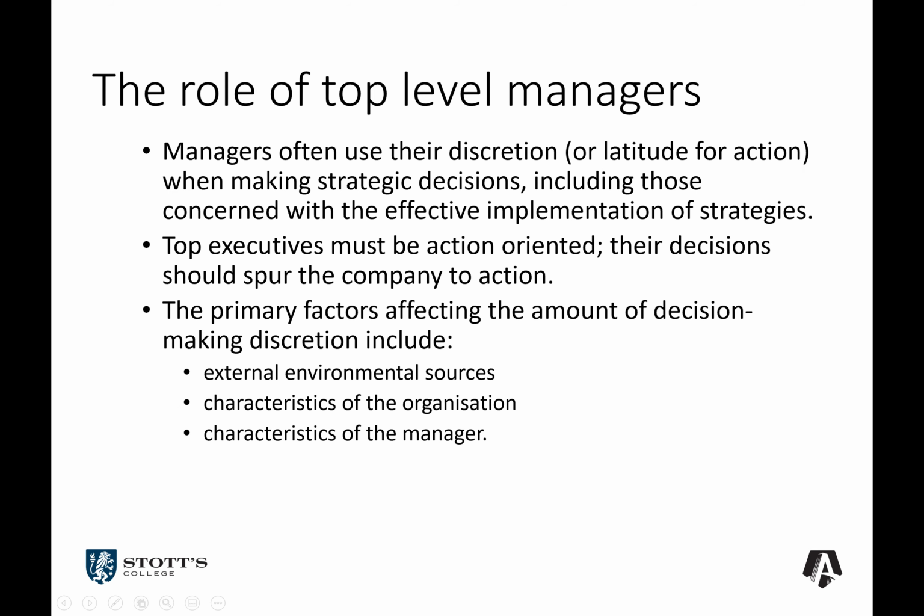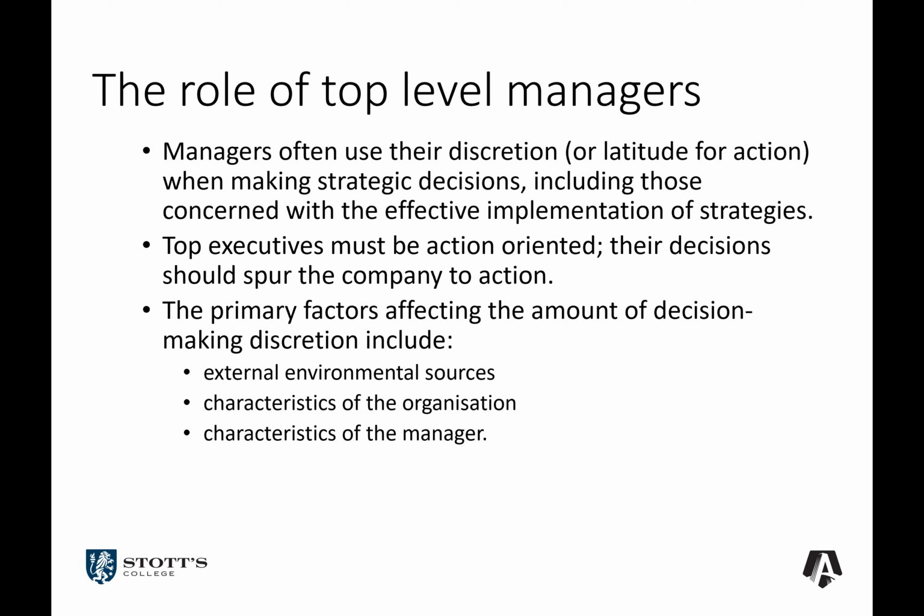Top-level managers often use their discretion, their latitude for action, when making strategic decisions, including those concerned with the effective implementation of strategies. So top-level executives need to be action-oriented. Their decisions should spur the company to action. And the primary factors affecting those decisions, the things that enable or act as a barrier to managers making decisions, are things that limit their managerial discretion.